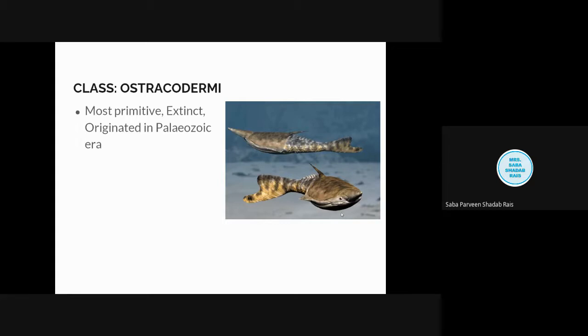They originated in the Paleozoic era. See, there are various eras: Archaeozoic, Paleozoic, and Mesozoic. When life on the Earth began, that was around 4.5 billion years ago. So the first era was the Archaeozoic era, the second era was the Paleozoic, and the third era was the Mesozoic. So in which era did they originate? The Paleozoic era.